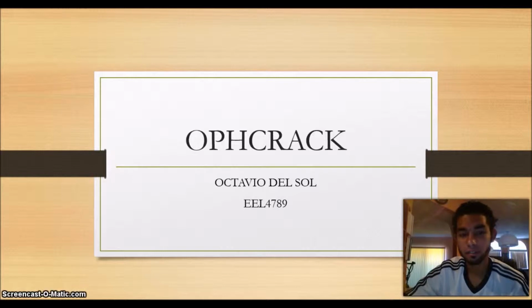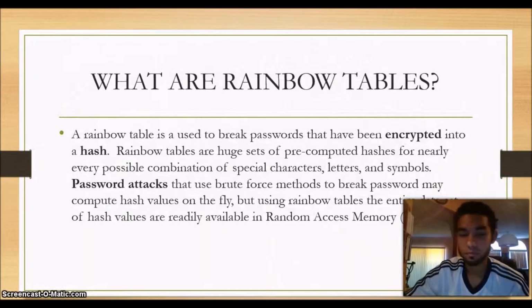Now, today's topic is going to be Offcrack. Offcrack is a password recovery tool that works with hash tables, especially rainbow tables. Now, what are rainbow tables? Well, rainbow tables are used to break passwords, as we said before, that have been encrypted into hashes. Rainbow tables are a huge set of pre-computed hashes for nearly every possible combination of special characters, letters, and symbols.